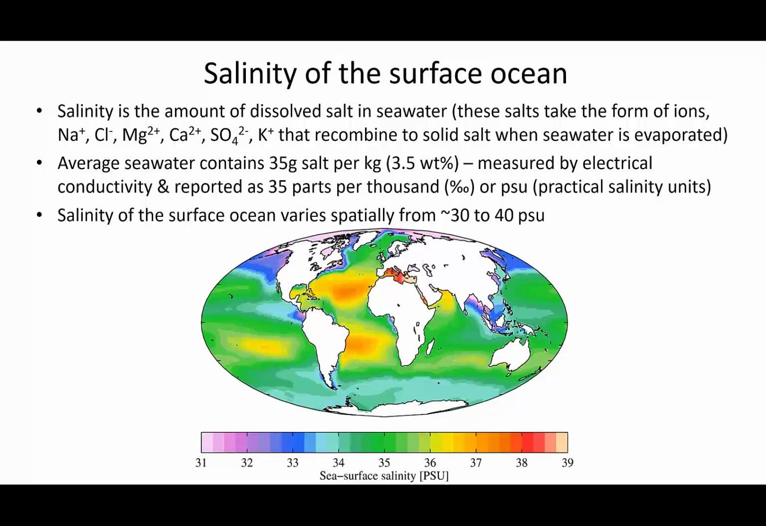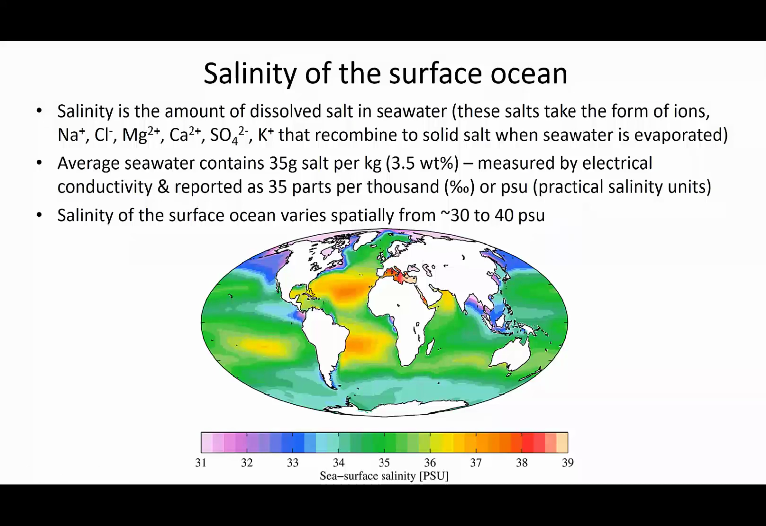We generally measure it by electrical conductivity rather than evaporating the seawater. It's much easier to do. The conductivity is proportional to the amount of salt in the water. We report salinity in units of 35 parts per thousand, or PSU, practical salinity units. You might notice that this symbol here is like percentage, parts per 100, but this is parts per mil, where mil means thousand. So this is 35 parts per thousand.